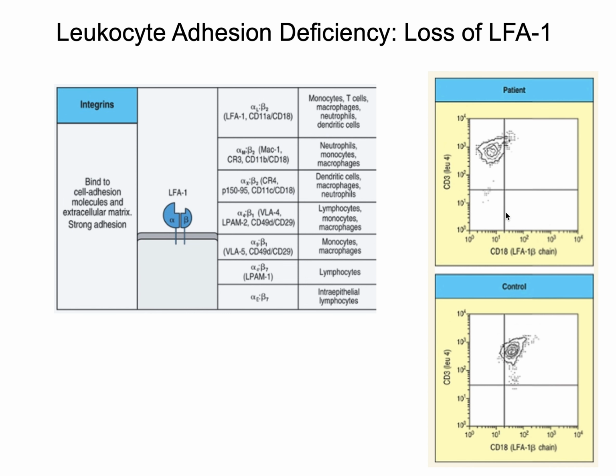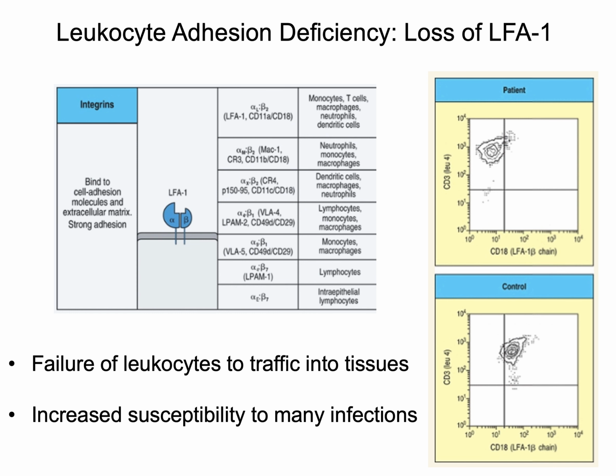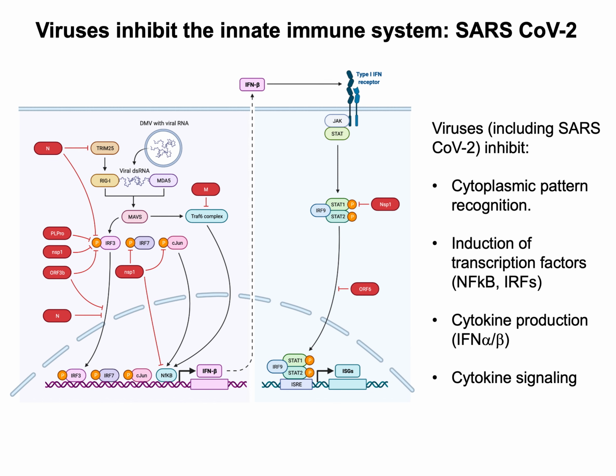Here we have an example of a patient with leukocyte adhesion deficiency. This is a flow cytometry plot. On the y-axis, we see expression of CD3, a T cell marker, and on the x-axis, we see expression of CD18, which is the beta chain of LFA1. And what you can see is this patient lacks any expression of LFA1 on its T cells compared to a control patient with no mutation. So this results in a failure of leukocytes to traffic to sites of inflammation, and of course this results in increased susceptibility to many types of infections.